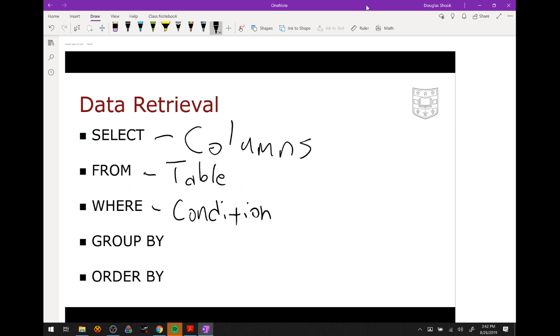Actually, let's skip group by for a second and talk about order by. This one is almost self-explanatory, right? It's just sorting. I can sort it either ascending or descending on one or more columns.